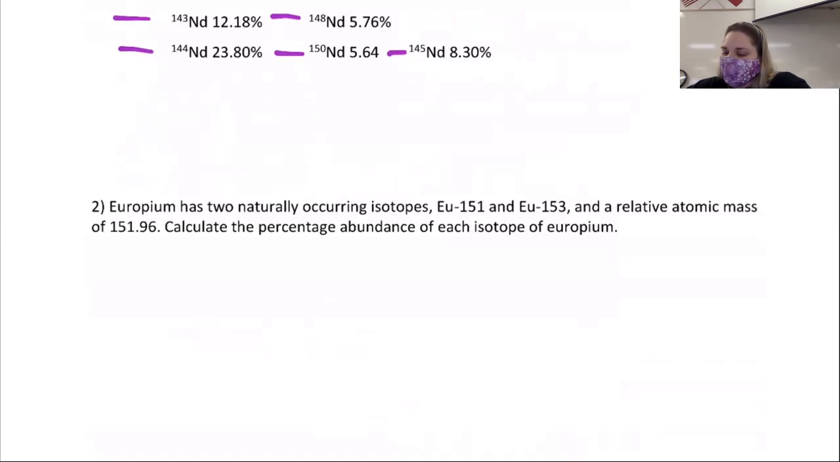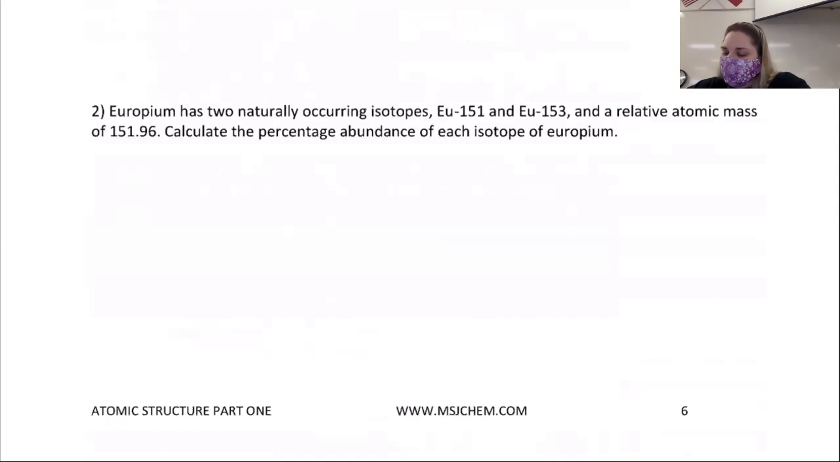And then the last one, you're kind of going backwards. It tells you that the element europium has 2 naturally occurring isotopes. Here are their masses, europium 151 and europium 153. And look, they give us the relative atomic mass. So on this one, you're working backwards. They want you to calculate the percent abundance.